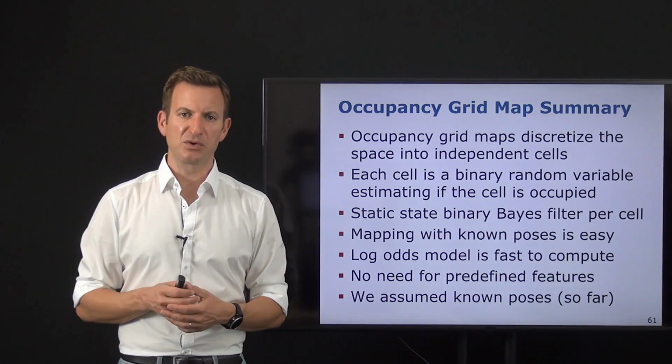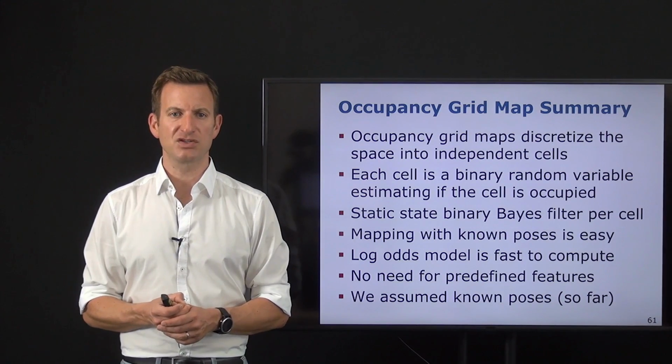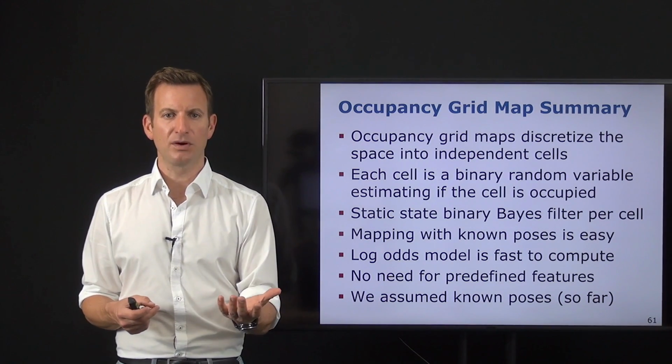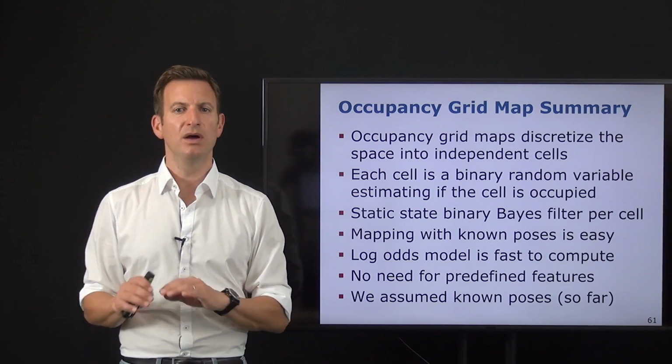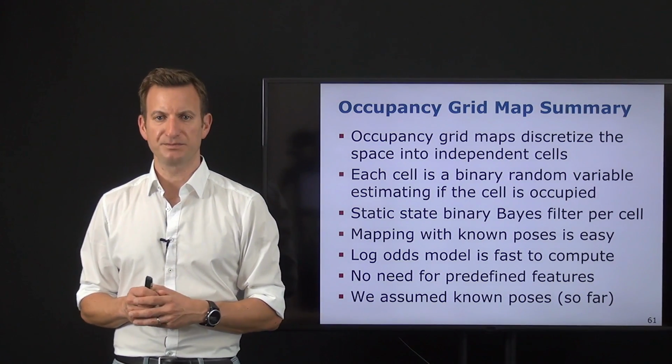And then the whole system becomes much more complicated. And this is then something we refer to as simultaneous localization and mapping. So localize the robot and at the same time build a map of the environment. But for now, we assume we have pose information.